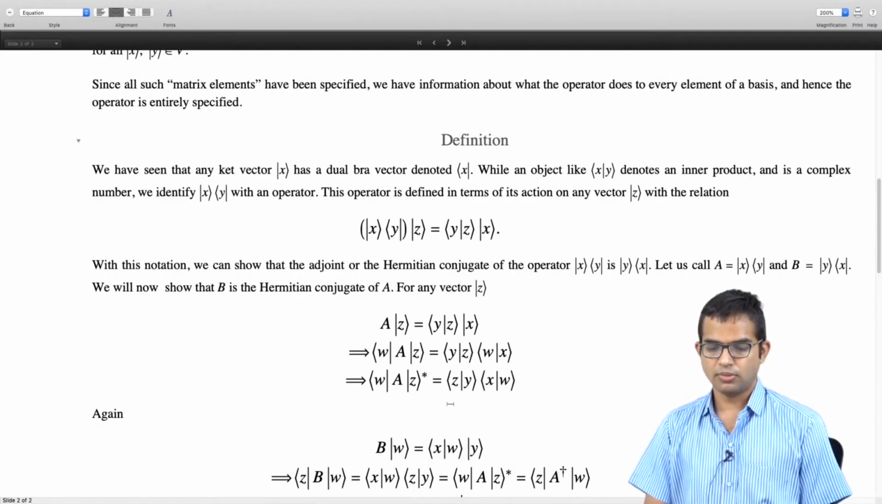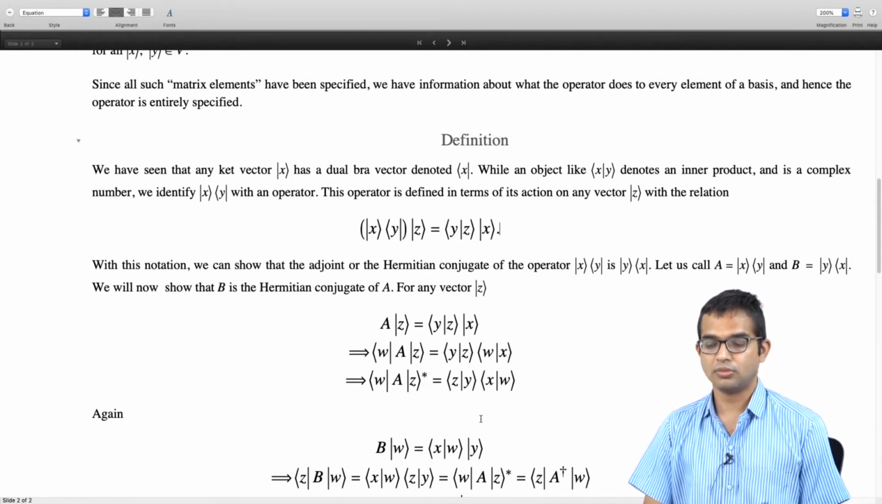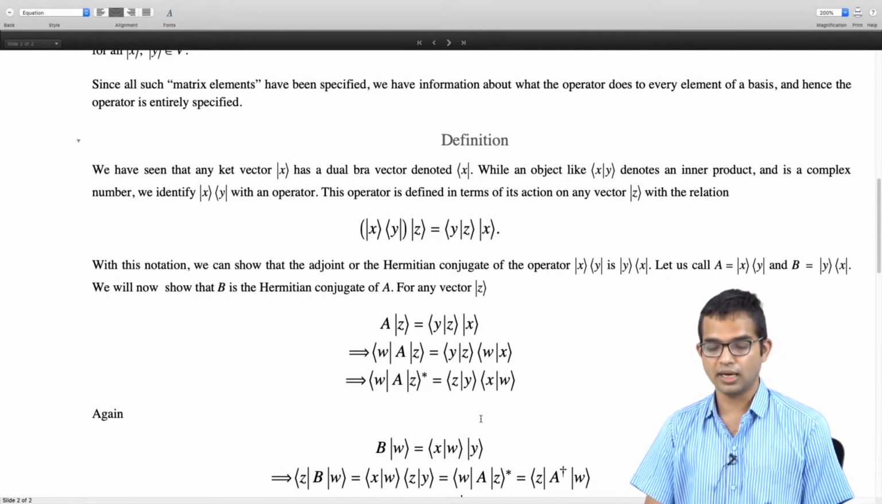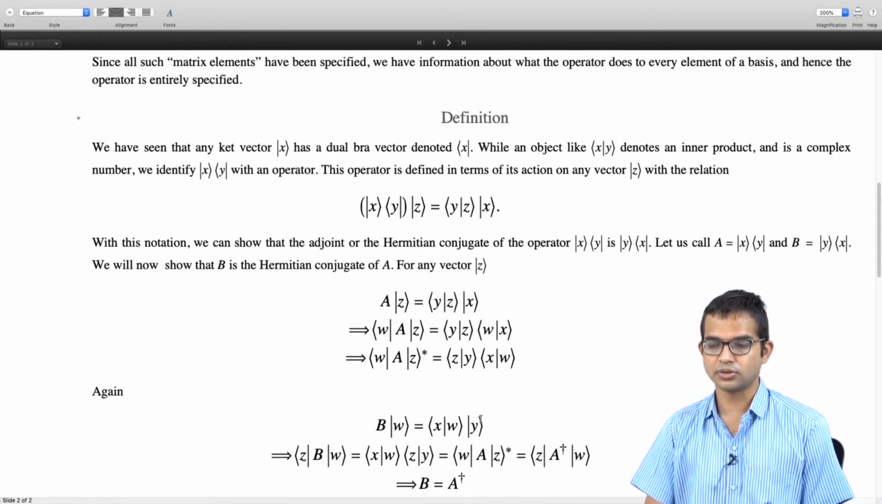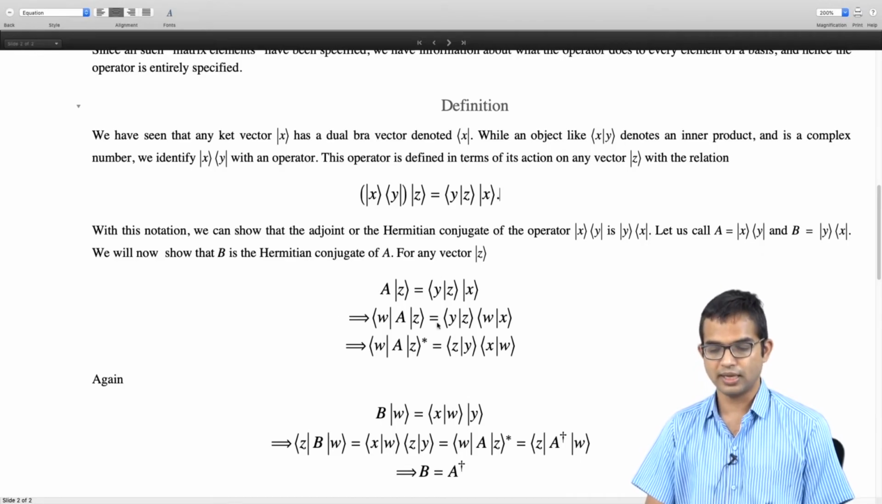Since this is true for any two vectors z and w, the matrix element of B is the same as the matrix element of A dagger. This is only possible if B is equal to A dagger, right? That's how we managed to show that the Hermitian conjugate of the operator xy is the operator yx.